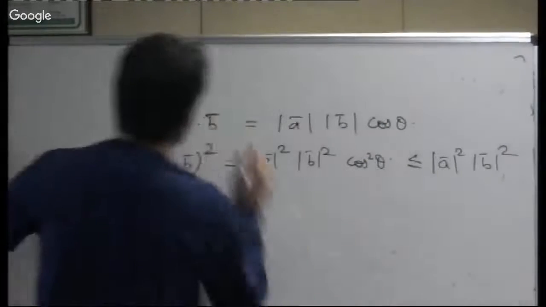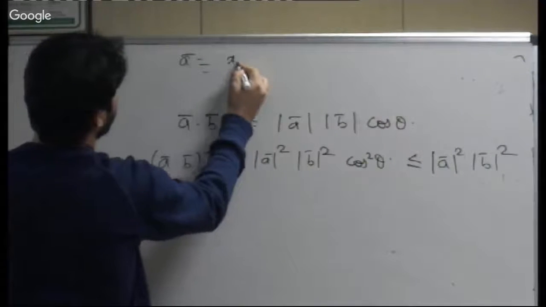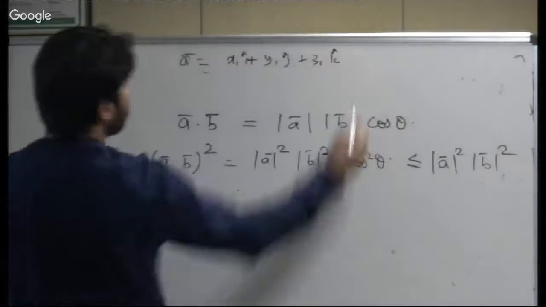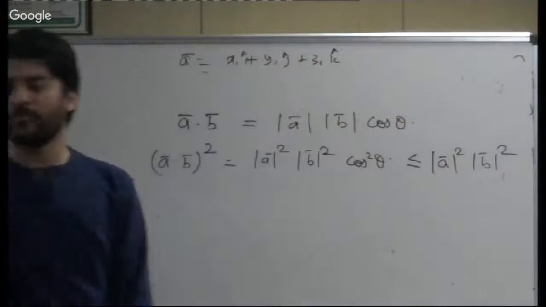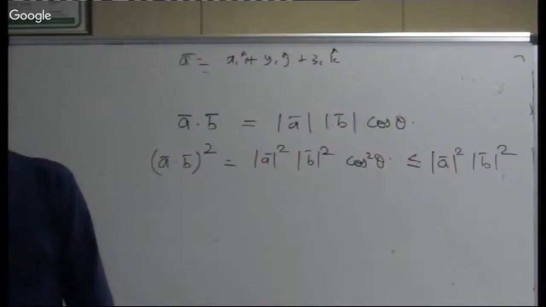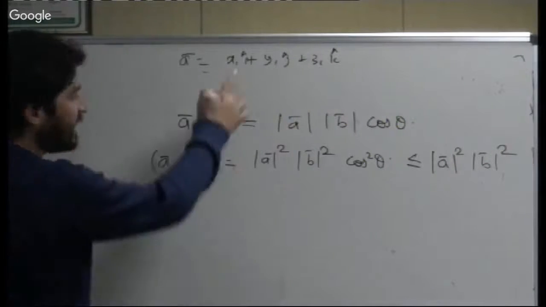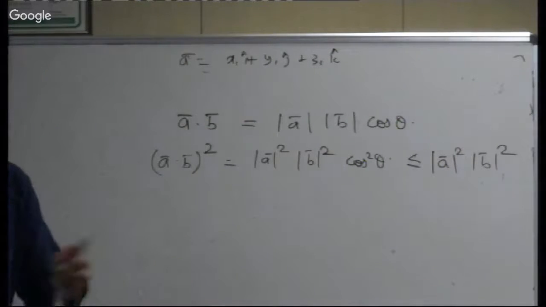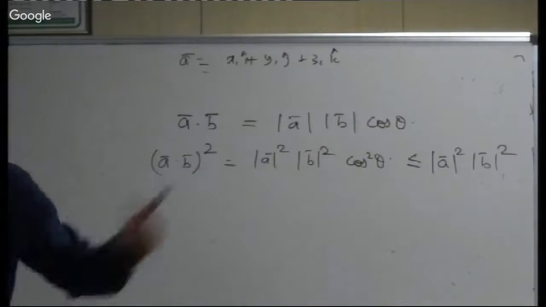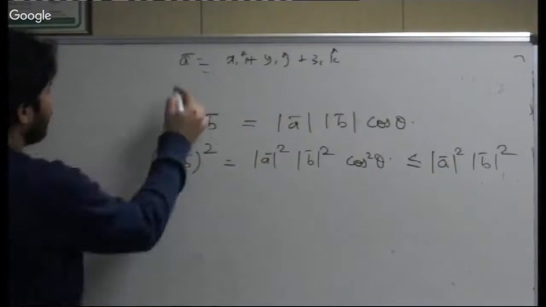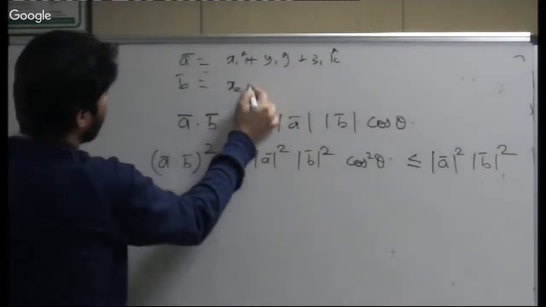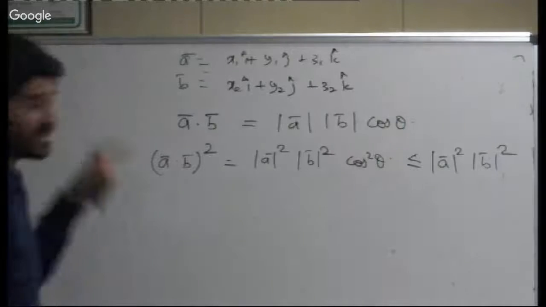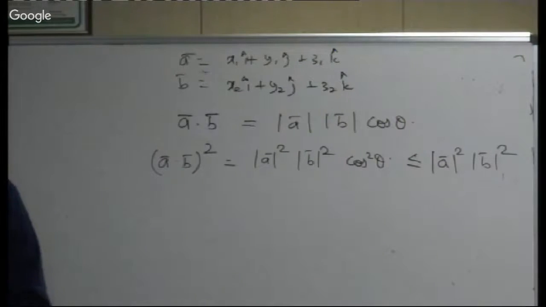So vector A can be anything like x1 i cap plus y1 j cap plus z1 k cap. What are x1, y1 and z1, by the way? They are real numbers, they are scalars. Any three real numbers. It can be 0, it can be positive, it can be irrational, anything, but it will be a real number. Now if we say B is x2 i cap plus y2 j cap plus z2 k cap, this is also any three real numbers.